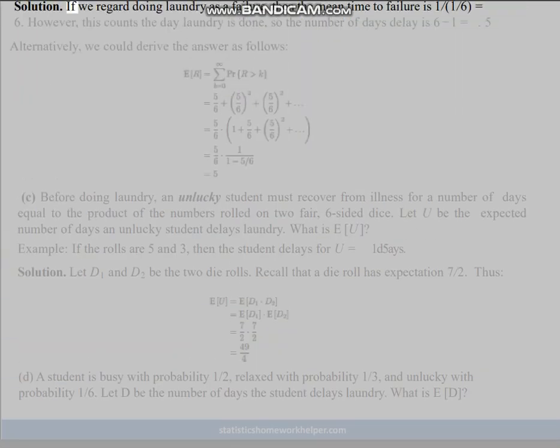Solution. If we regard doing laundry as a failure, then the mean time to failure is 1/(1/6) = 6. However, this counts the day laundry is done, so the number of days delay is 6 - 1 = 5. Alternatively, we could derive the answer as follows.